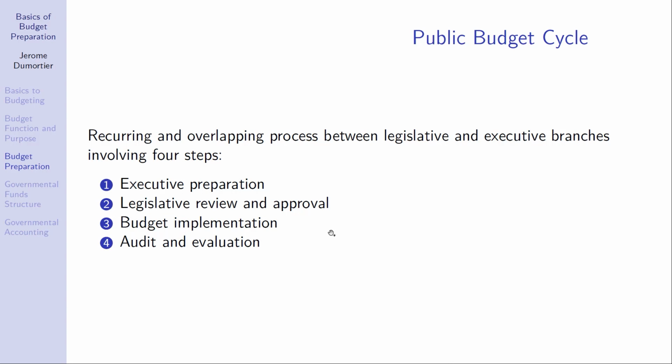we could have the executive preparation. We have then the legislative review and approval. We have the budget implementation that provides goods and services to the public. And then we have audit and evaluation. What I mean by overlapping process is that when the current budget is implemented, the executive branch may already be preparing the new budget for the upcoming year.